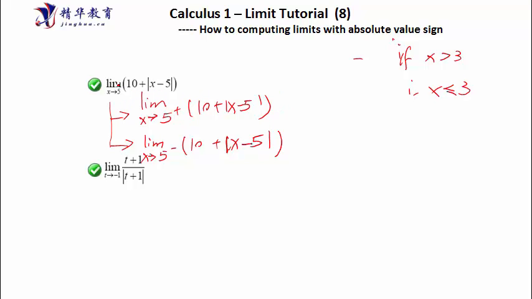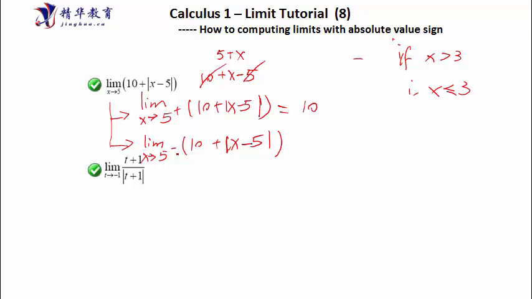Now we separate this into two different one-sided limits. That means x approaching 5 from the right-hand side, where x is slightly bigger than 5. That means x minus 5 is slightly bigger than 0, which is a positive number, so the absolute value sign is useless. So the expression becomes 10 plus x minus 5. After we cancel these out, it will be 5 plus x. So when x is approaching 5, 5 plus x is equal to 10. Make sense?